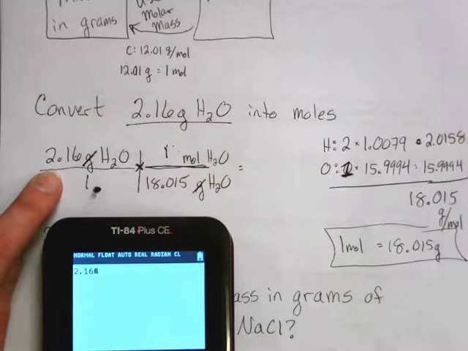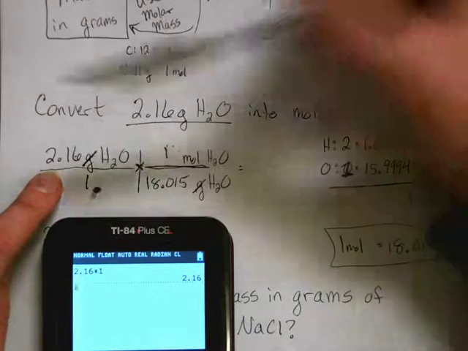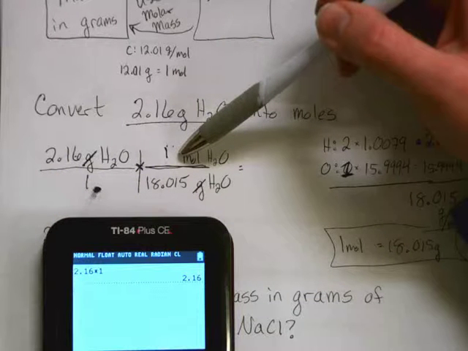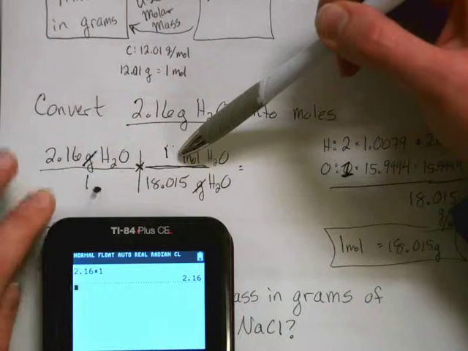Now, I can plug in 2.16 times 1 because it's on the top. Well, hopefully you know that anything times 1 is going to be itself. So my 2.16 times 1, I already know that's going to be 2.16. So I can really just skip that step.